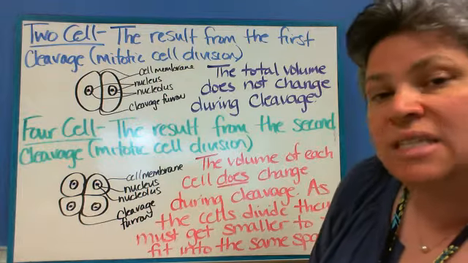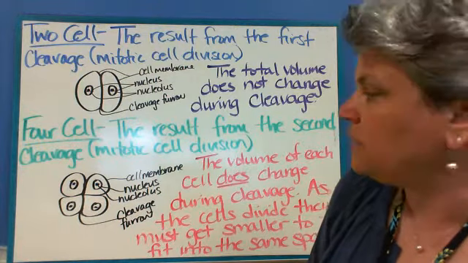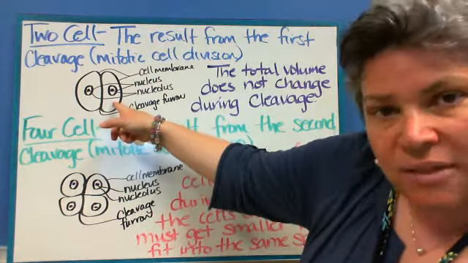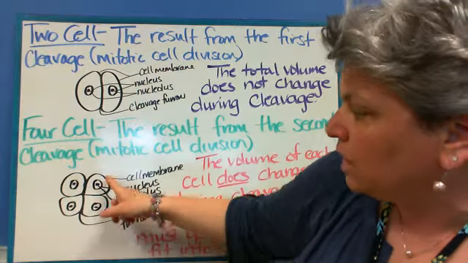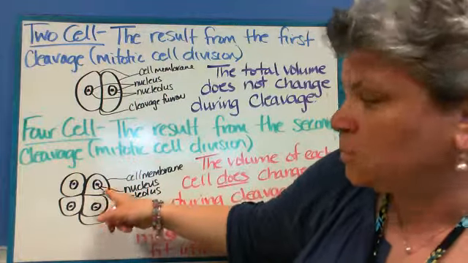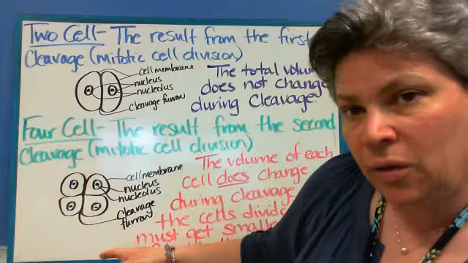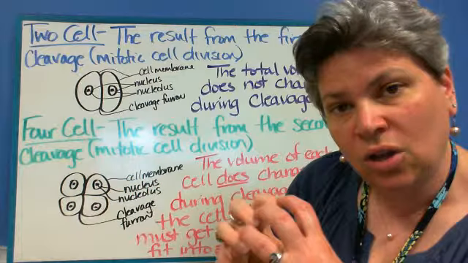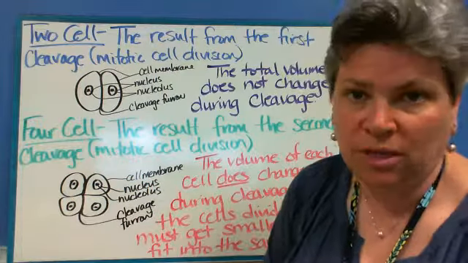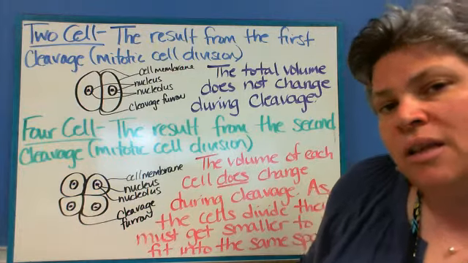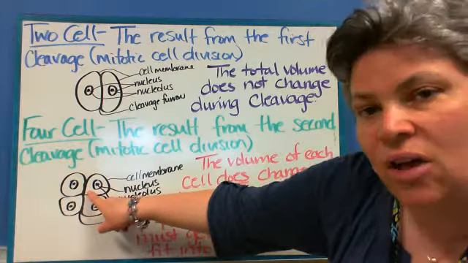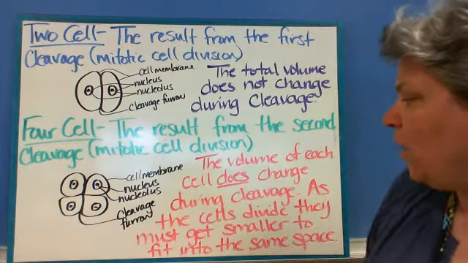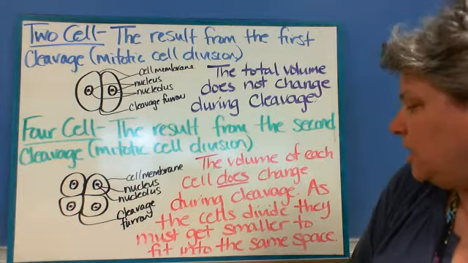Four-cell is the result from the second cleavage, or the second mitotic division. And again, notice that the cells are smaller, and they're about half the size of the cells that were here. So for each one I have a cell membrane, for each one I have a nucleus, I have a nucleolus, and again we could label the cleavage furrow in each location where the cells are starting to pinch away from each other. So the question then is, does the volume of each cell change? And the answer to that question is yes. The volume of each cell does change during cleavage.